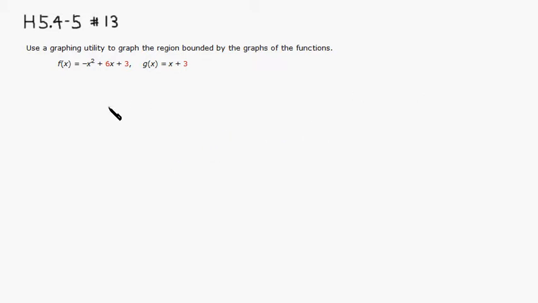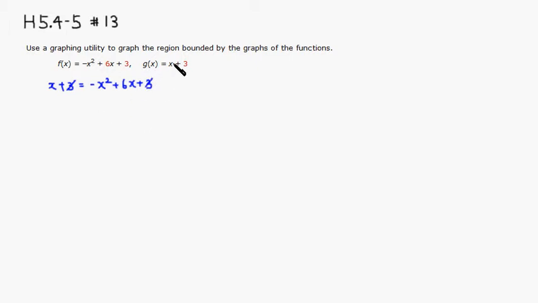First we want to find the points of intersection. So we're going to set them equal to each other. You have x plus 3, set that equal to negative x squared plus 6x plus 3. The reason why I put the x plus 3 on this side is so that I can turn this into a positive x squared. Anyway, 3 is on both sides, so you can cancel the 3's.